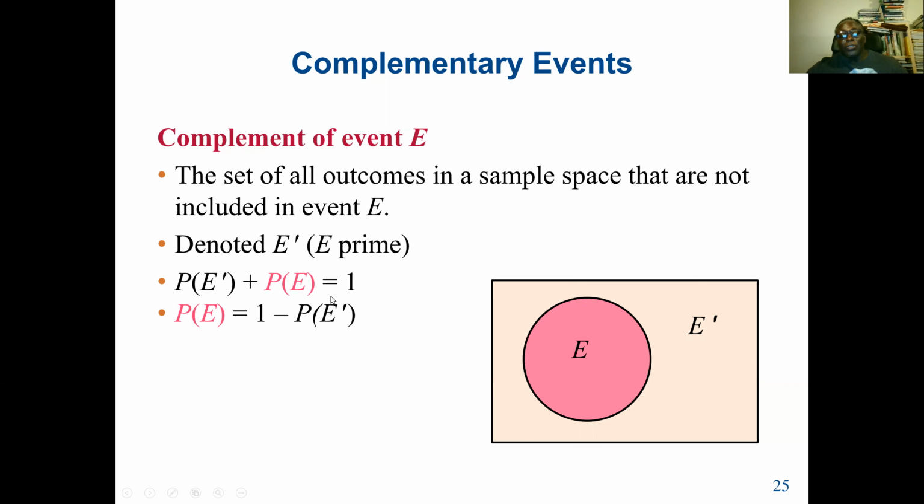Then the probability of E will be 1 minus the probability of not E, or complement of E. Then the probability of the complement of E will be 1 minus the probability of E.